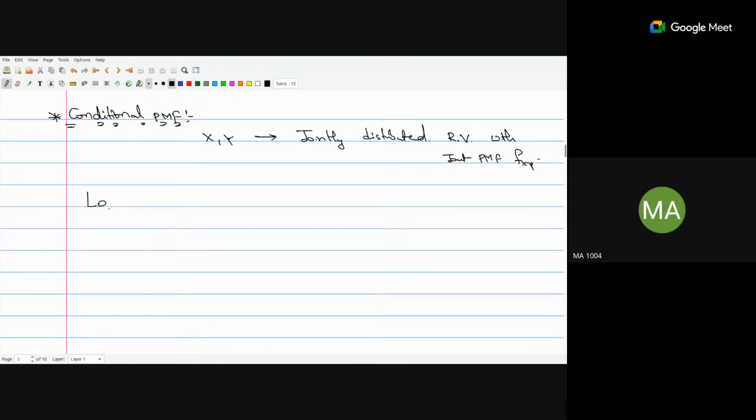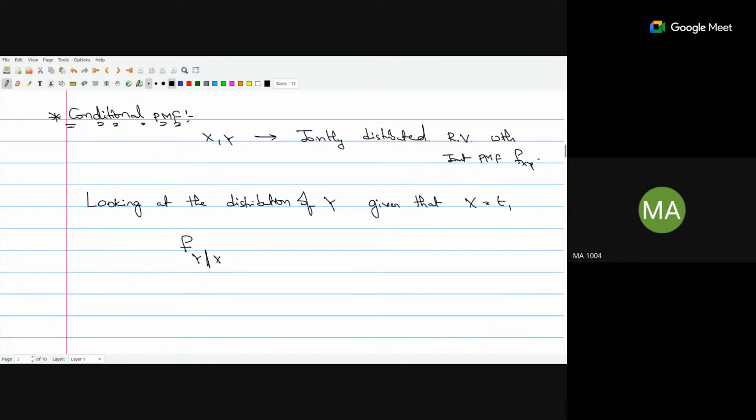So conditional distribution means looking at the distribution of y. So we are looking at the distribution of y, given that x is taking some value t1. So this is what the conditional distribution is. The denotation of this conditional distribution will be somewhat like this: Fy.